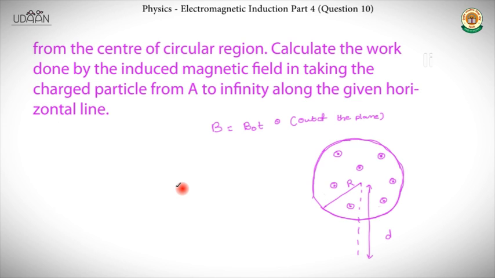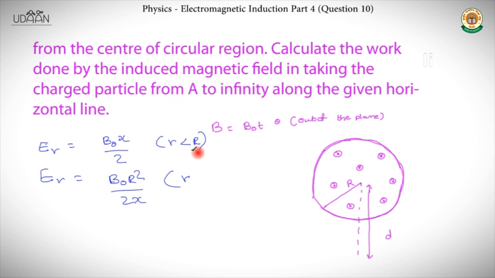See, the magnetic field is only present in the circular region of radius r. So for a distance x from the center of the region, E would be B naught x by 2, for x less than r. But for x greater than r, E would be B naught r square by 2x.